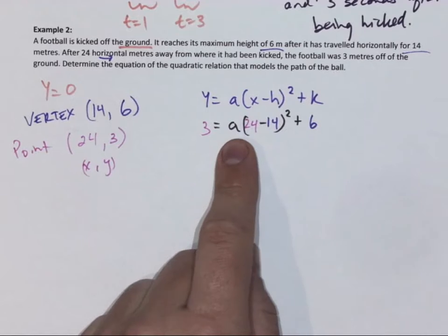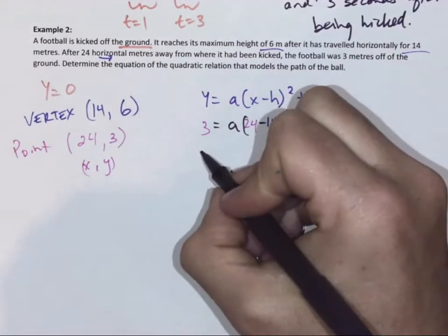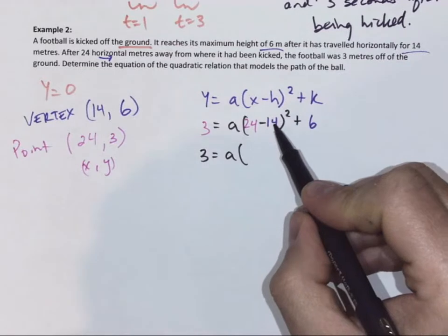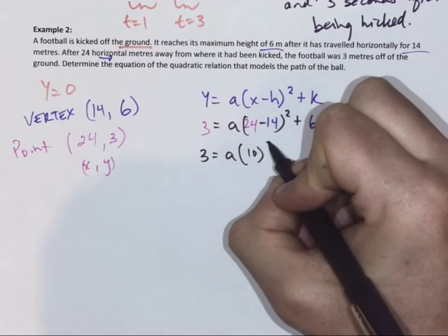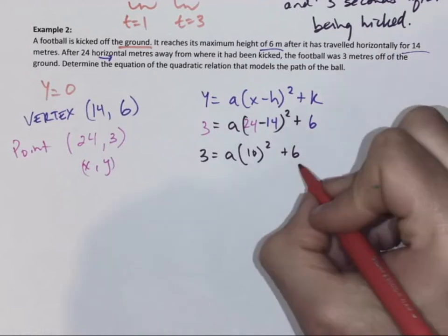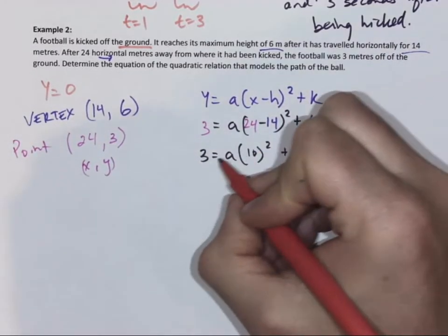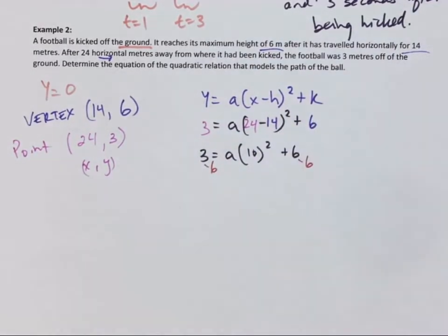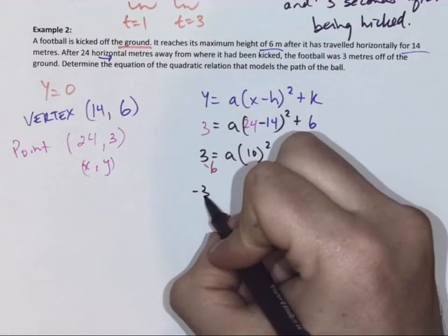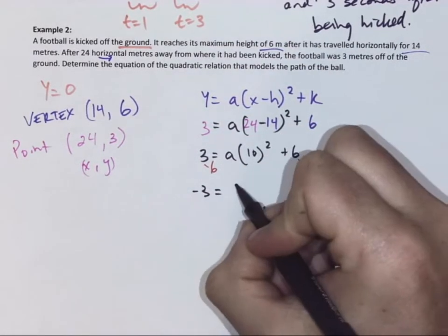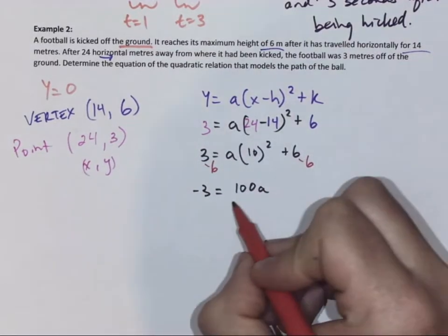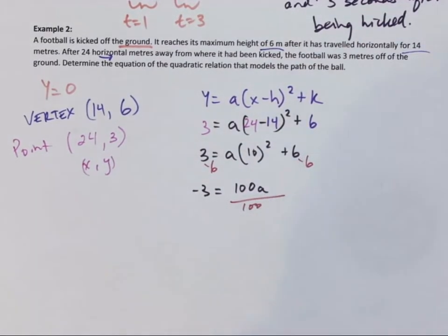Now we need to solve for A. 24 minus 14, 10. We need to take away 6 from the right, take away 6 from the left. Math is so fair. 3 minus 6, negative 3. 10 squared is 100 times A. Divide by 100 to solve for A.